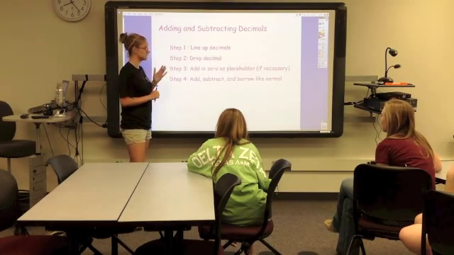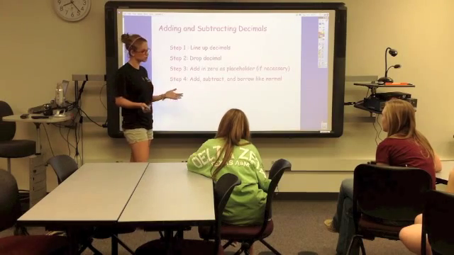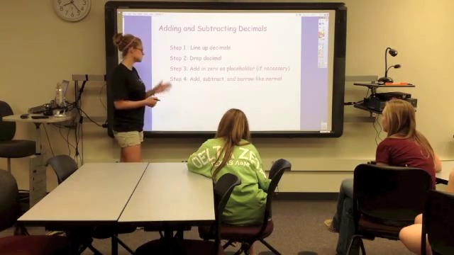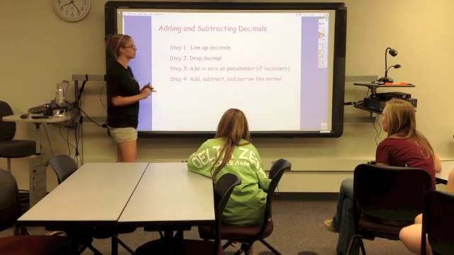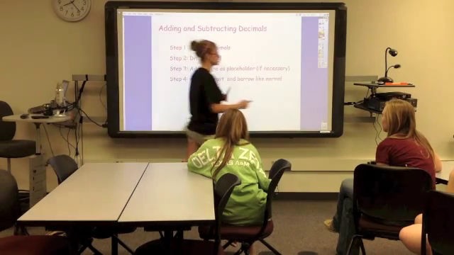Third step is we're going to add in zeros as placeholders if necessary, because not all numbers are going to need a placeholder. And then step 4, we're going to add, subtract, and borrow like normal. So let's move on to our lesson so I can show you what we're doing.